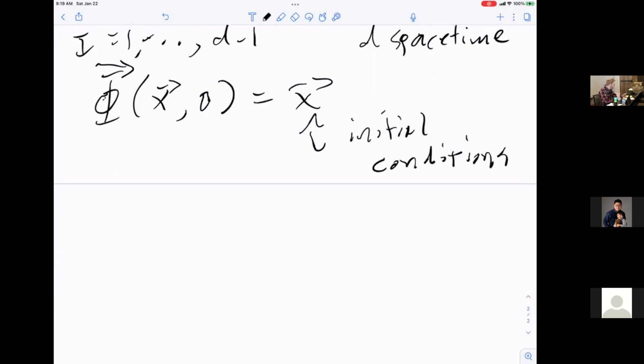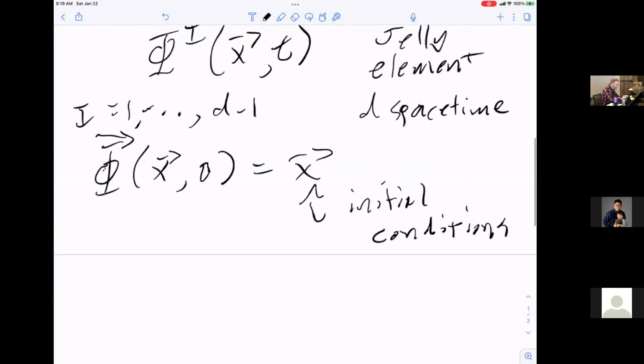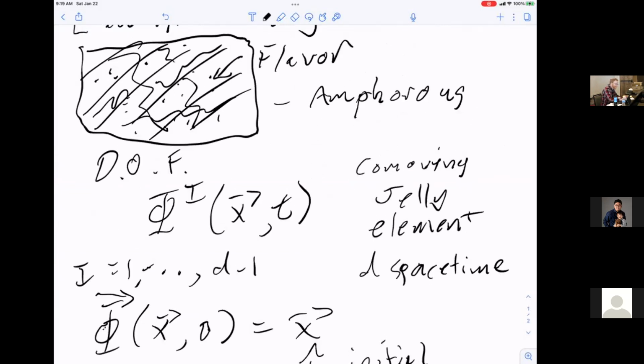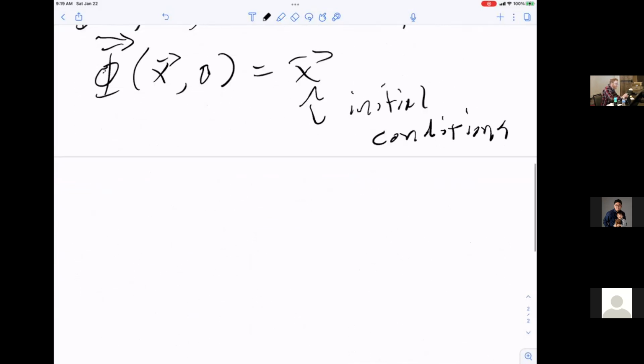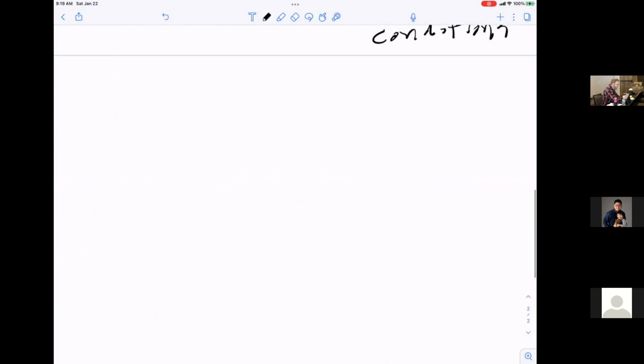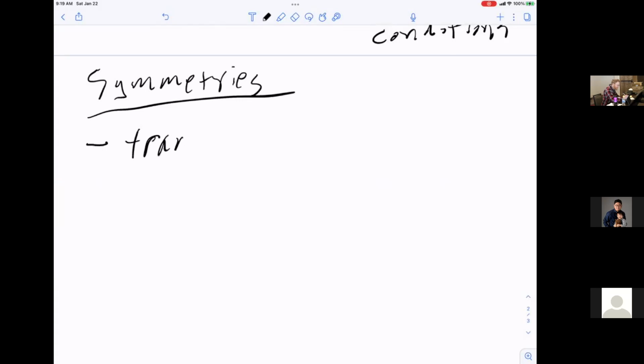Now, what are the symmetries of our degrees of freedom? These little jelly elements, sort of the coarse-grained mesoscopic scale elements. Well, our symmetries are pretty simple. What we care about is displacements. So that immediately implies that there's going to be a translation symmetry.